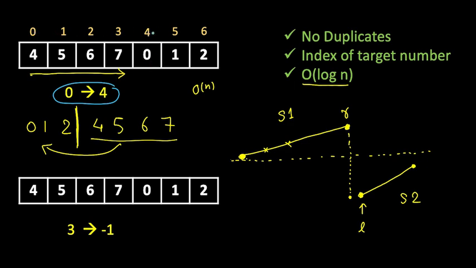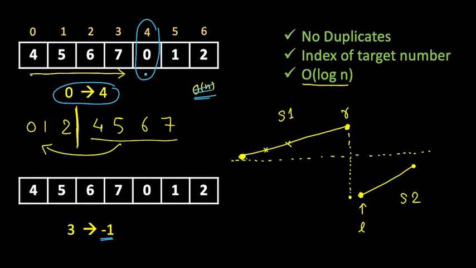I have written the indices of the elements on top of that. It starts from 0 and goes to 6, and we see that 0 is at index 4. So it should return 4. In the other case, if we don't find the element, we should return minus 1, which is not a valid index. So you can't find 3 here, so you return minus 1. So searching in order n is not a big task. You just compare each element with the target. But if the array is sorted, we can do it in logarithmic time.